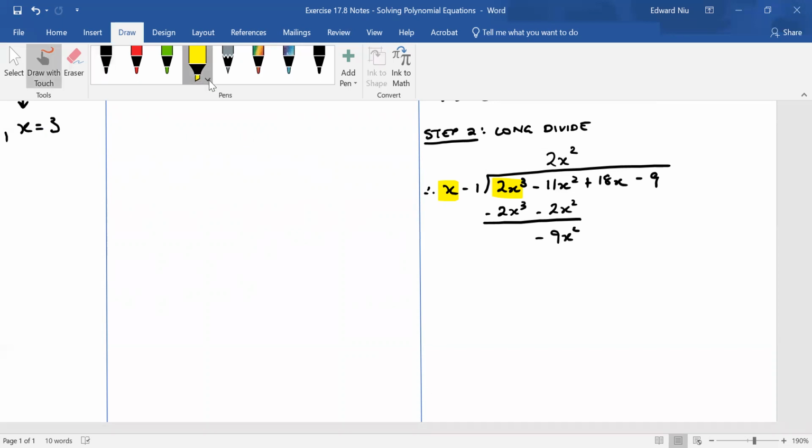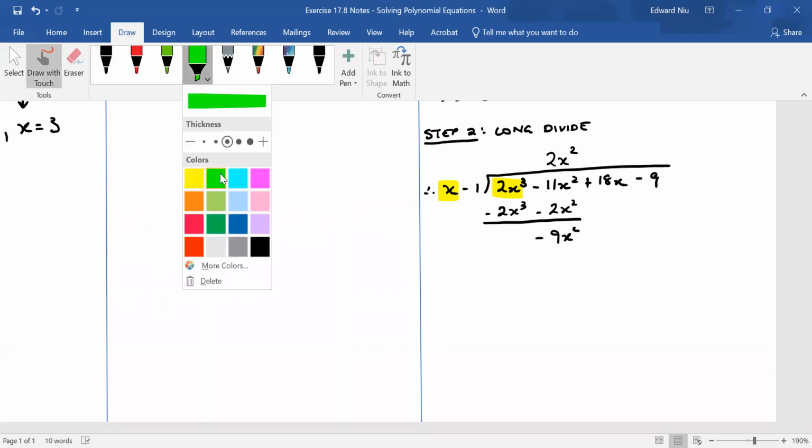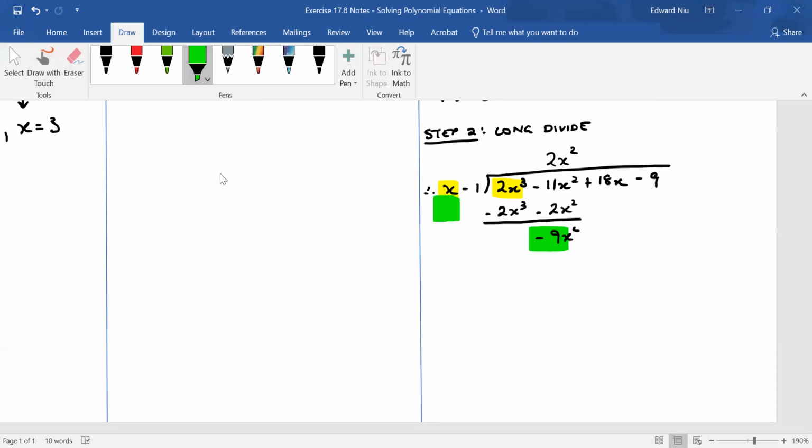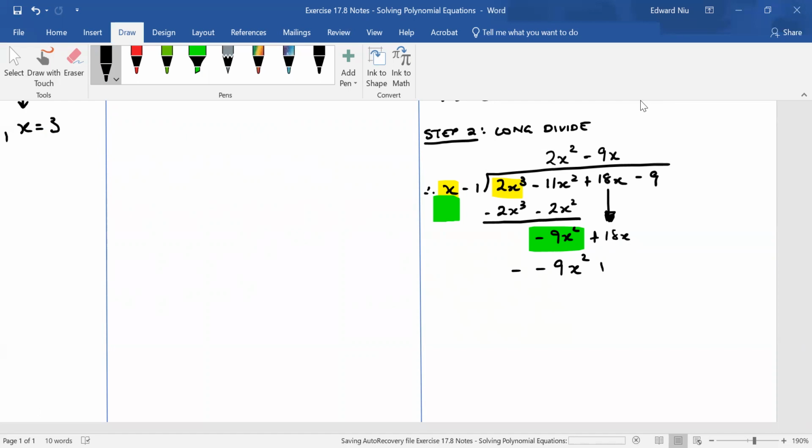And so we then take a look at the x again, and this -9x squared. This gets us -9x. And so we multiply this back, we get -9x squared. And then we've got a subtraction situation. We've got +18x because of that dragging down. And a +9x, because negative 9x times negative 1 is positive 9x.